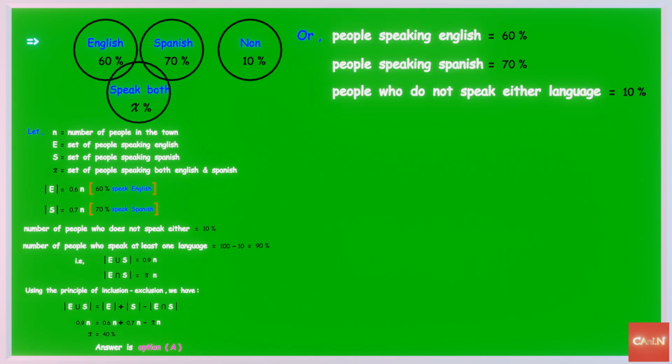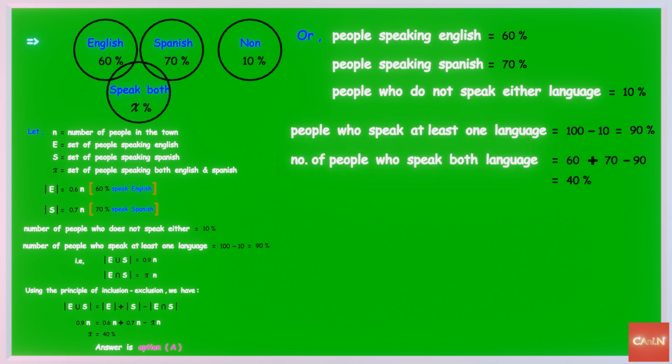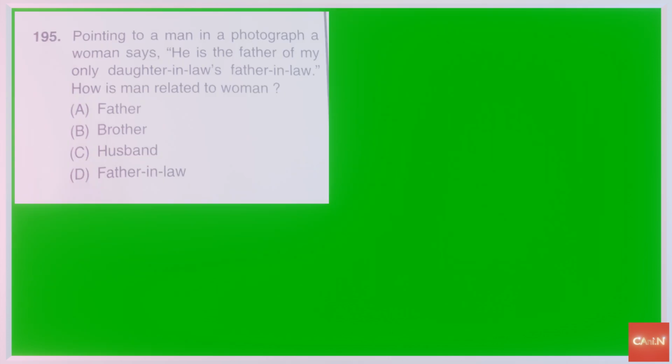Or, given, people speaking English equals 60%. People speaking Spanish equals 70%. Number of people who do not speak either language equals 10%. Number of people who speak at least one language equals 100 minus 10 equals 90%. Therefore, number of people who speak both language equals 60 plus 70 minus 90 equals 40%. Hence, answer is option A.